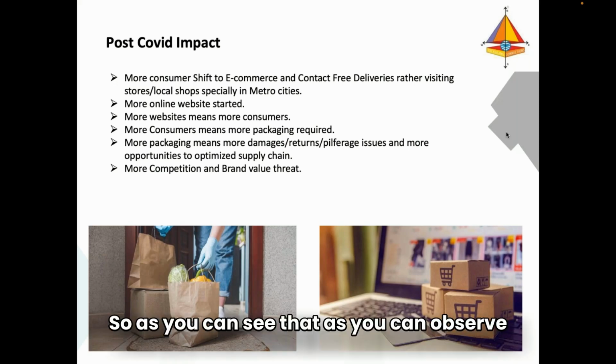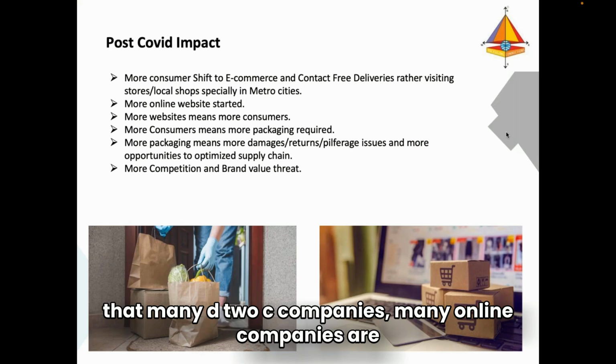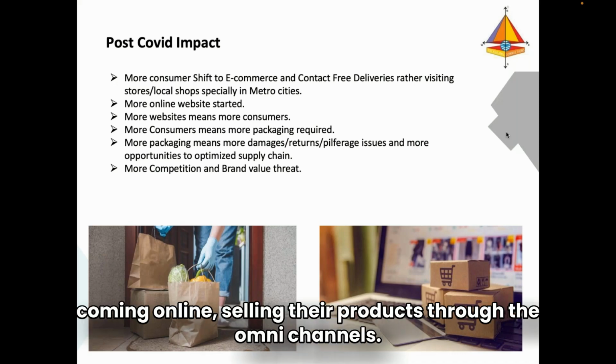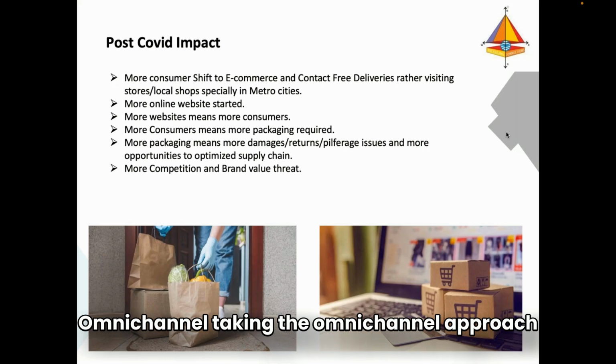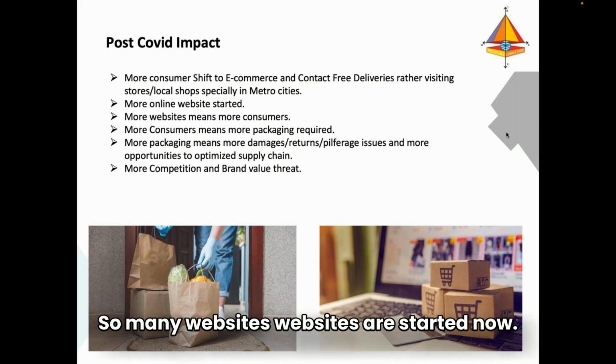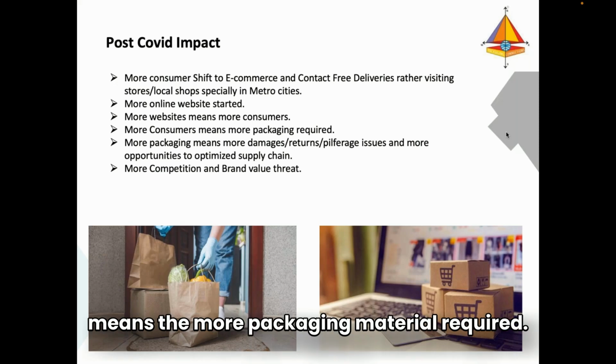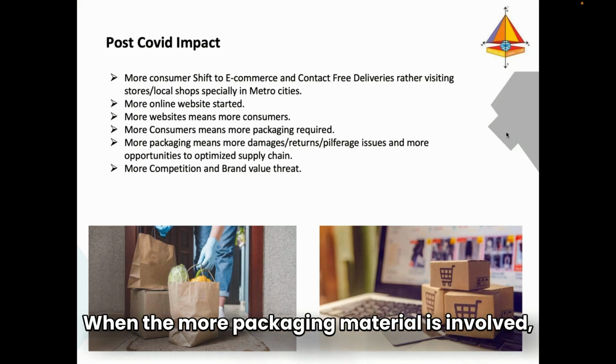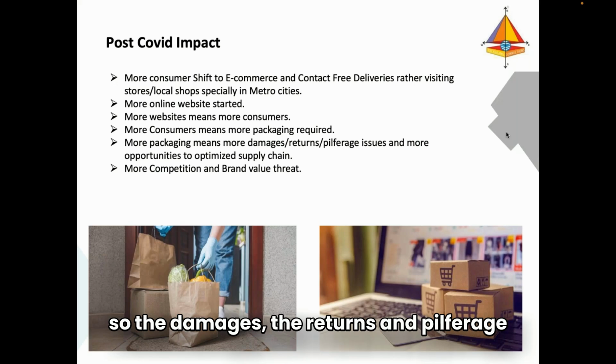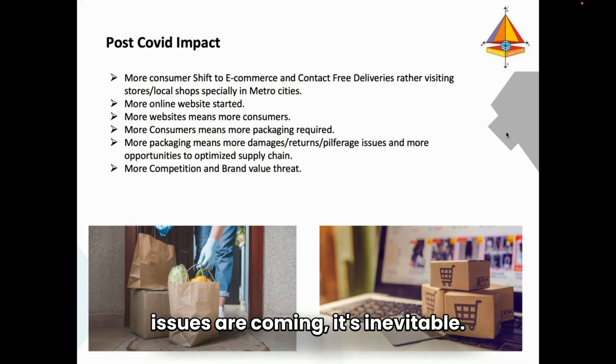As you can observe, many D2C companies and many online companies are coming online, taking the omni-channel approach to sell their products. So many websites have started now. More websites means more consumers, and more consumers means more packaging material required. When more packaging material is involved, damages, returns and pilferage issues come. It's inevitable. So there is a super opportunity to optimize that supply chain.